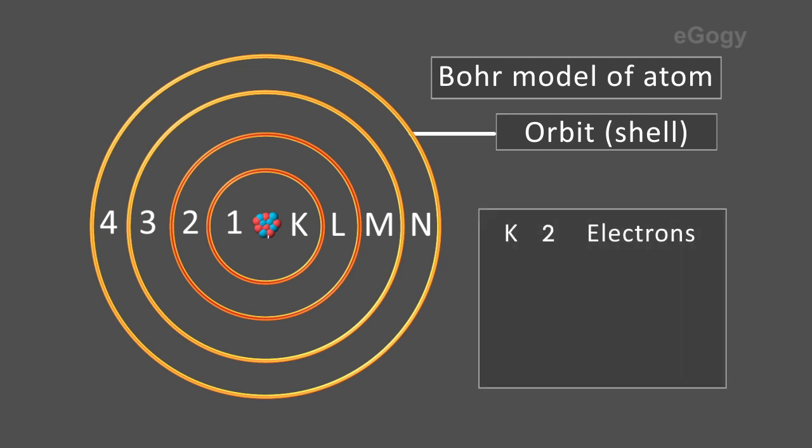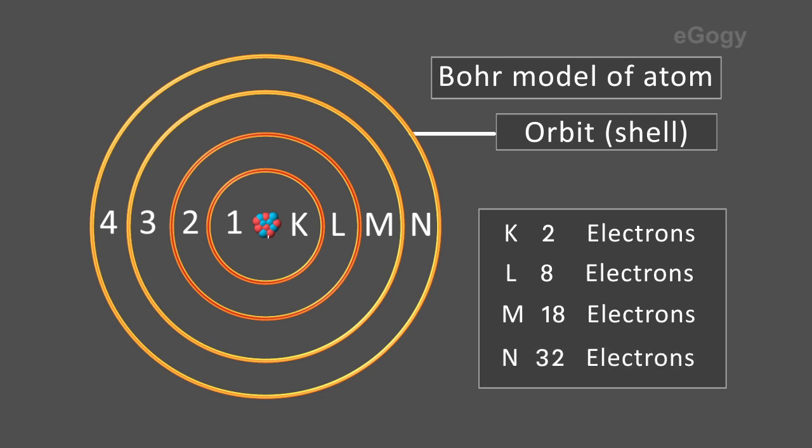In K shell, there are 2 electrons. In L shell, there are 8 electrons. In M shell, there are 18 electrons. In N shell, there are 32 electrons.